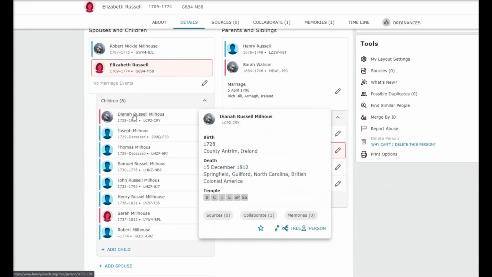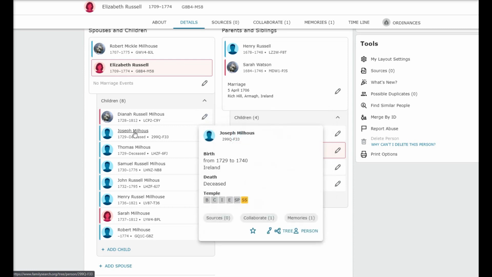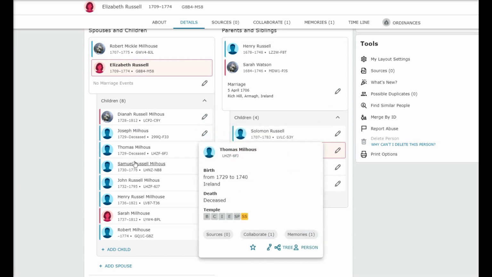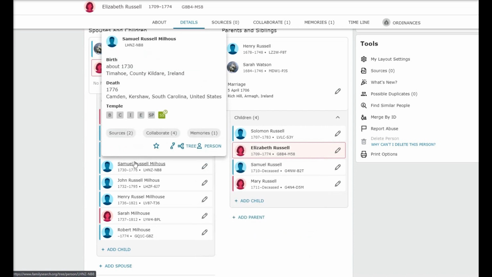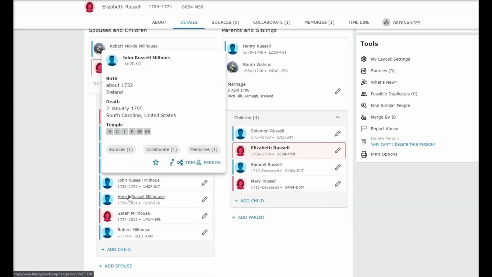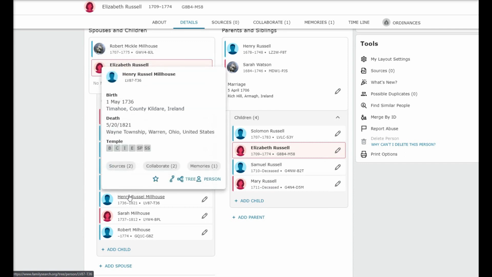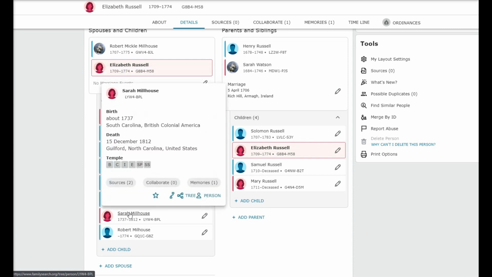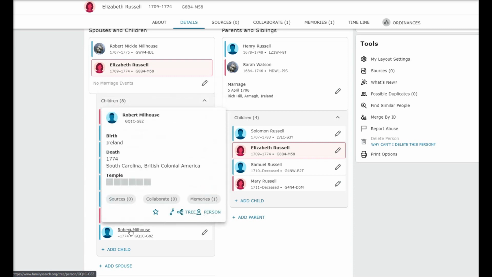Diana was an immigrant. Died in North Carolina. Joseph, don't know. But he was born in Ireland, which says something about how old Mom was when she immigrated to the Americas. Thomas, born in Ireland, but don't know where he died. Samuel, an immigrant who died in South Carolina. John, an immigrant who died in South Carolina. Henry, an immigrant who died in Ohio. Sarah, an immigrant who died in North Carolina. And last we have Robert, who was another immigrant who died in South Carolina.